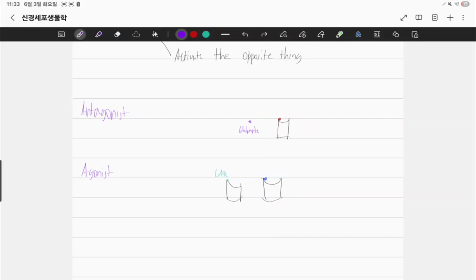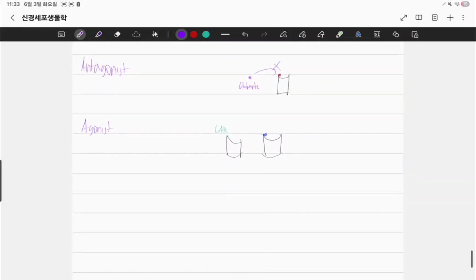An antagonist is a substance that binds to the receptor but does not activate it. So the original substance, like glutamate, gets blocked. These mostly work by inhibiting the activation of the receptors. In the case of agonists, they are things that bind to the receptors and make the same effect. So the effect increases.